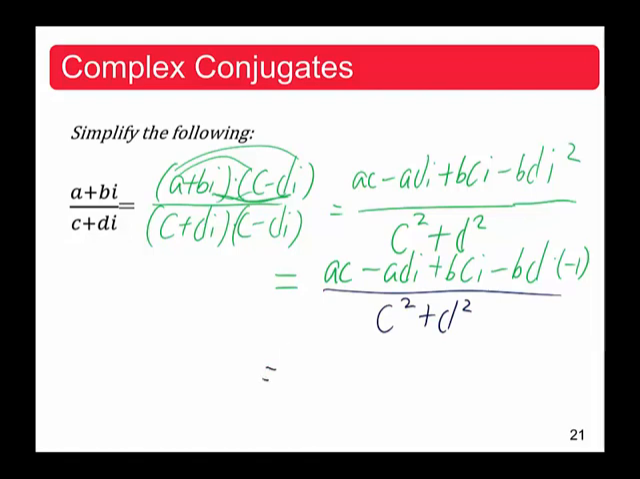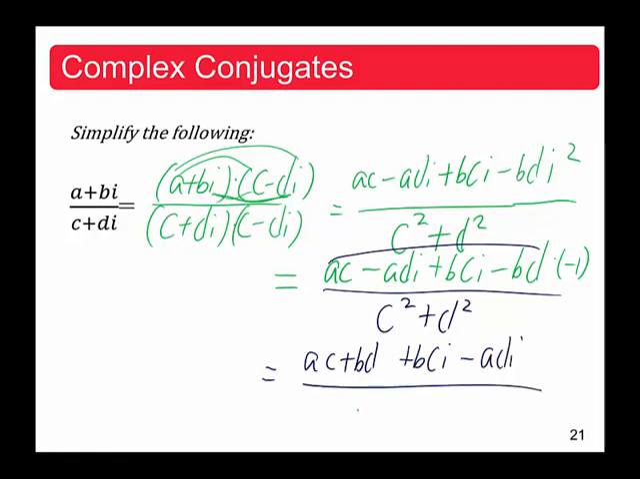Alright, so let's put the real part together. AC and BD should go together. AC plus BD, that's the real part. And then I put the complex part together, so it's BCi, reverse order, minus ADi, over c squared plus d squared.